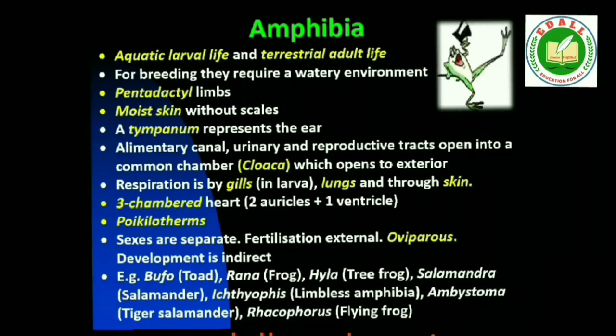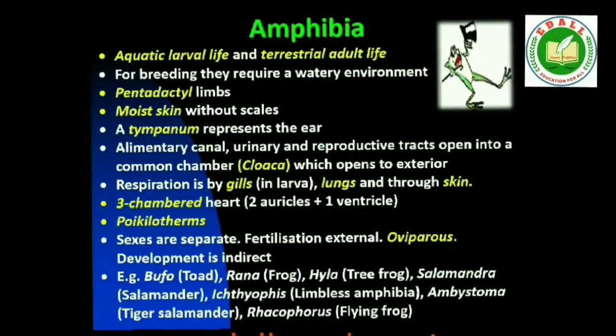Alimentary canal, urinary and reproductive tracts open into a common chamber called cloaca which opens to the exterior. Respiration is by gills, lungs and through skin. The heart is 3-chambered, 2 auricles and 1 ventricle. These are cold-blooded animals. Sexes are separate. Fertilization is external. They are oviparous and development is indirect. Examples: Bufo, toad, Rana, frog, Hyla, tree frog, Salamandra, salamander, Ichthyophis, limbless amphibia.